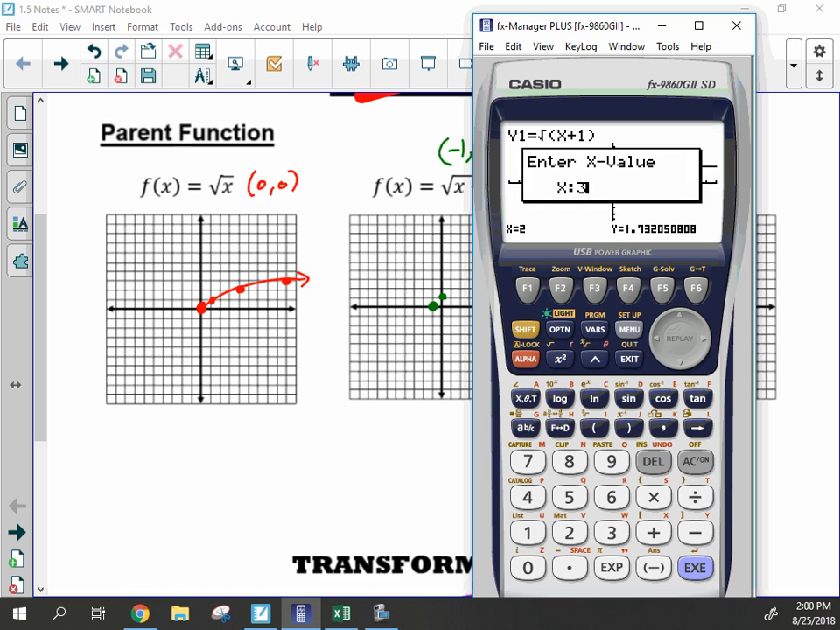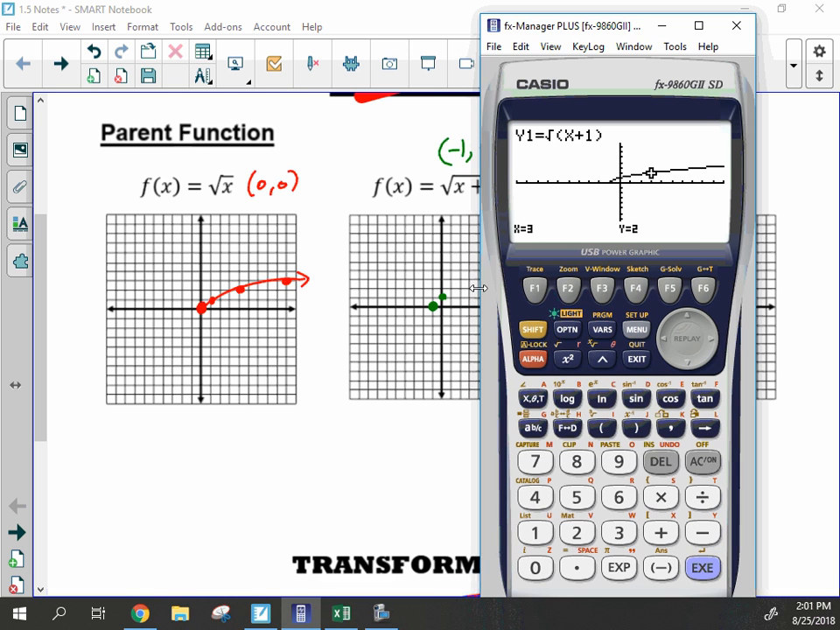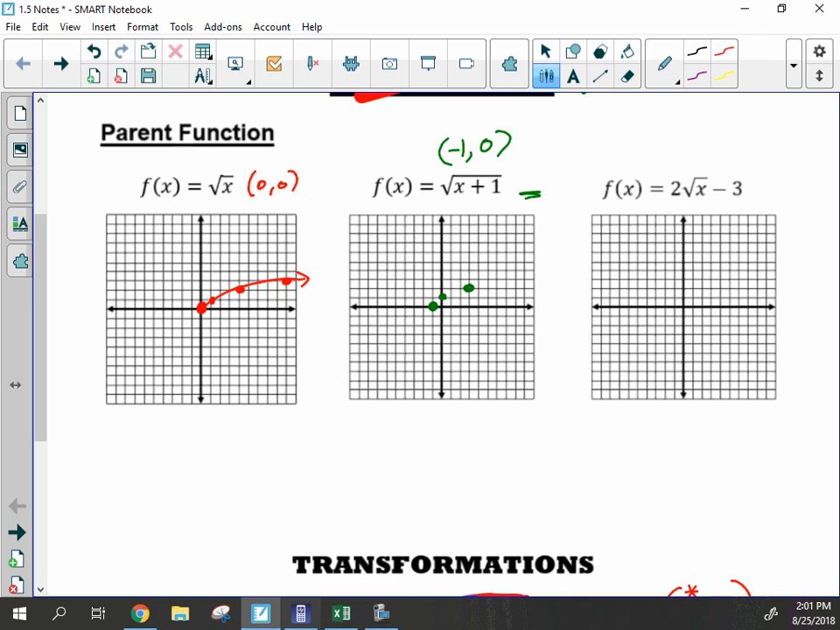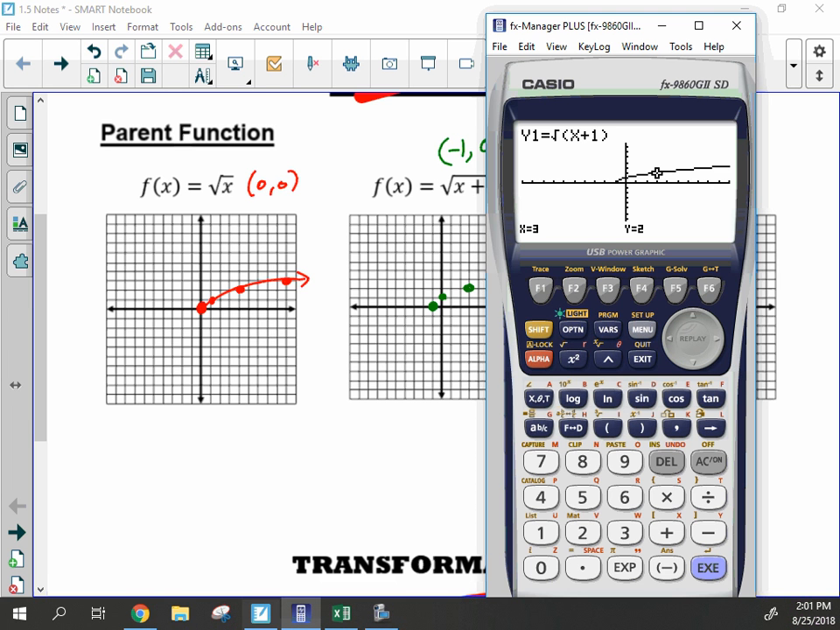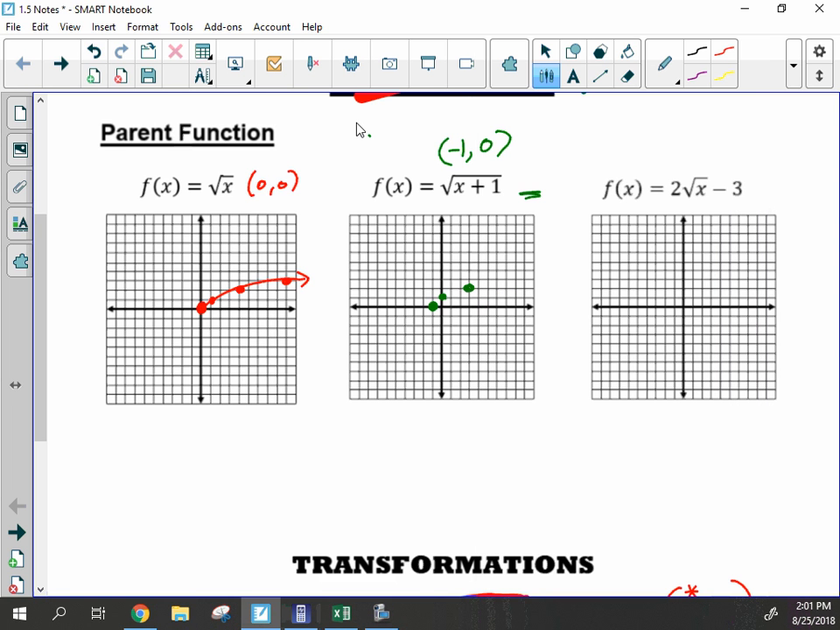Let's move this out of the way. Okay, and then we go back. I type in the 4, decimal, 5, decimal, 6, decimal, 7, decimal, 8. There it is. At 8, it becomes 3. So 8, 1, 2, 3. So this graph just shifted left 1. And we knew that was going to happen because that's what this does.